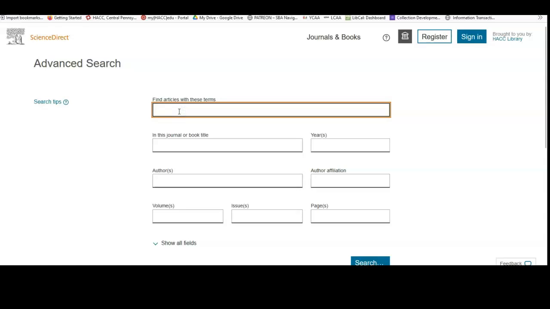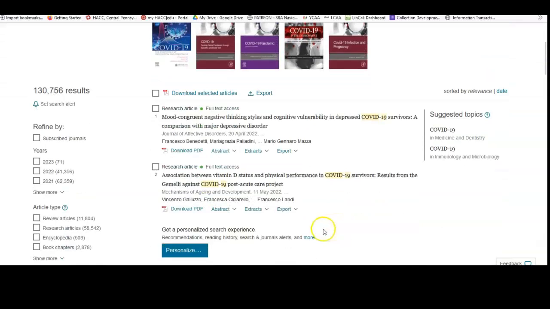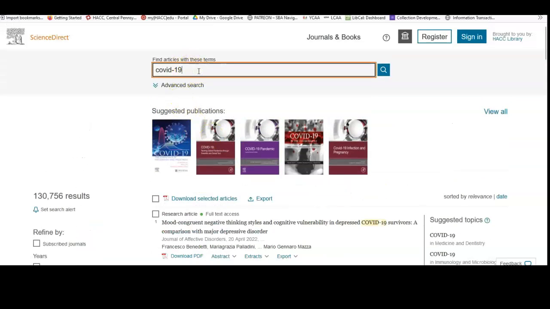So I'm going to put in COVID-19 as my search term, and that is going to bring up a lot of results. One of the things that you will be working on when you are doing your research is trying to figure out ways to narrow your search and make it more specific. As I go through my results, I remember hearing some stuff in the news about vitamin D and how vitamin D is related to people who are surviving COVID-19 and their success rates. So I'm going to do a search here for COVID-19 and vitamin D.